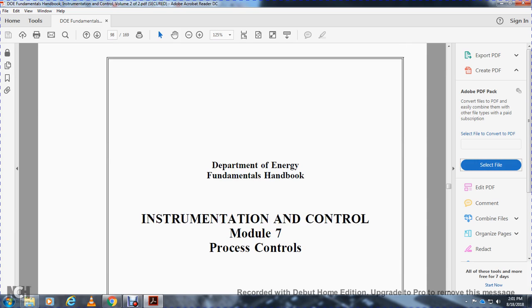Department of Energy Fundamentals Handbook, Instrumentation and Control, Module 7, Process Controls.